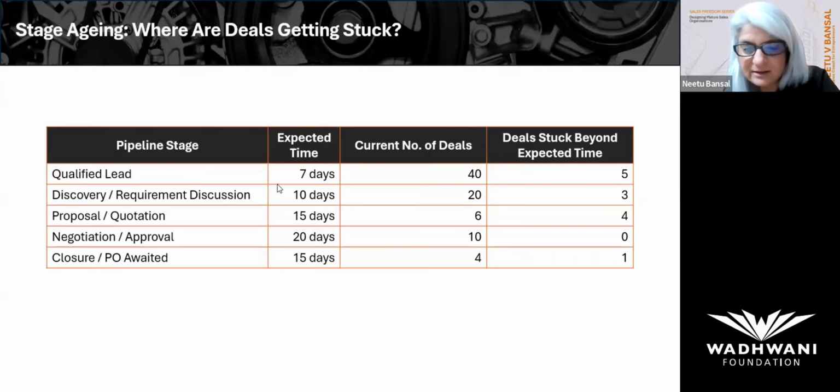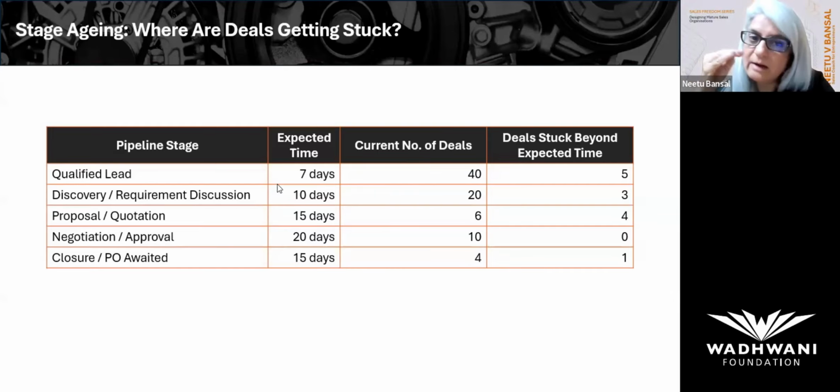The same way, let's say the last one, closure PO. We've got 4 deals where we are waiting for the PO to come. The order has verbally been confirmed, but the PO has not come. Out of that, 1 of them has crossed 15 days. So now that means this has become urgent. Your sales team will sit with them and say, let's get this one going because this is a high probability of us closing right now. We can't let this one slide by.